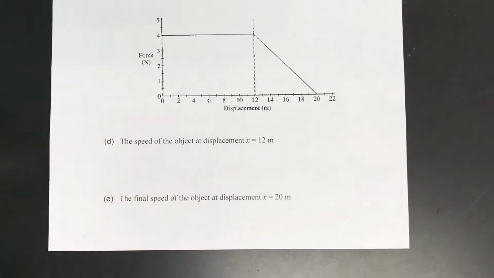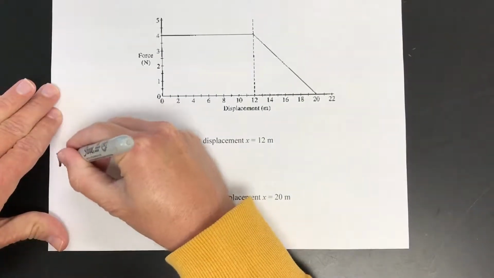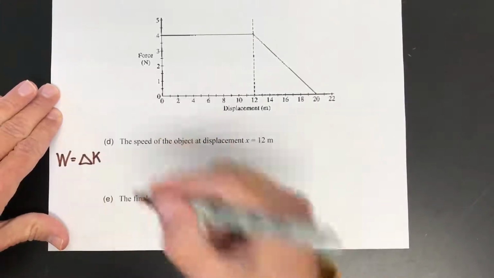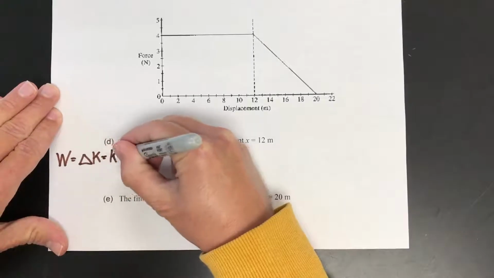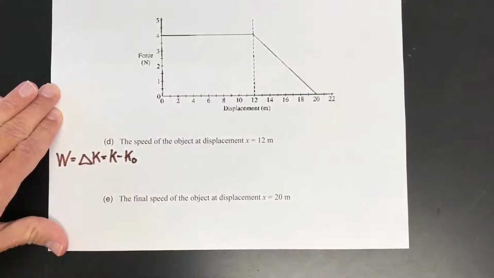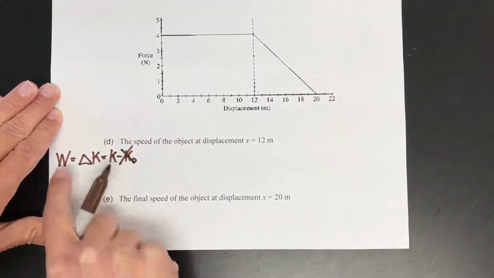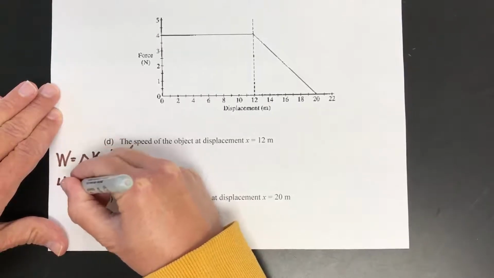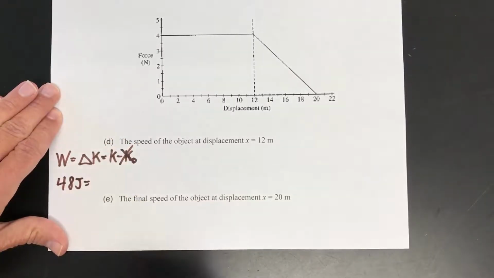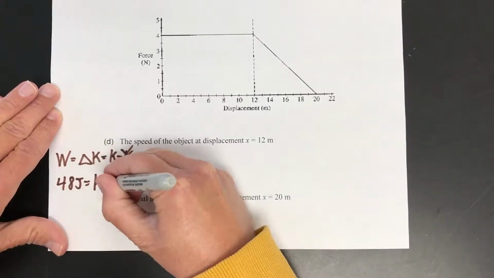Next part, find the speed of the object after it's been displaced 12 meters. So I'll show you a couple different ways that you can do this one. The first one, which we might as well start with to get some practice with it, is the work energy theorem. It states that the work we do goes into changing the kinetic energy of it, right? So this is really final kinetic energy minus initial kinetic energy. But it started from rest, so it had no initial kinetic energy. So that being said, since we know the work done, we just solve for it. We did 48 joules of work. That means we changed the kinetic energy by 48 joules. That means the final kinetic energy must be equal to 48 joules.